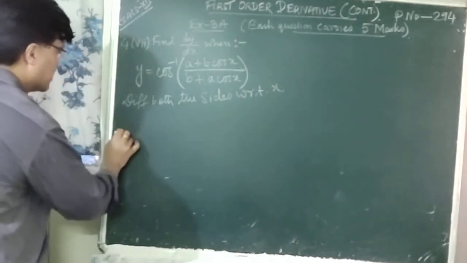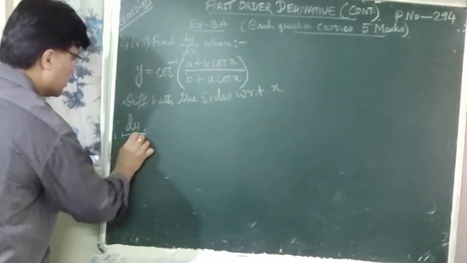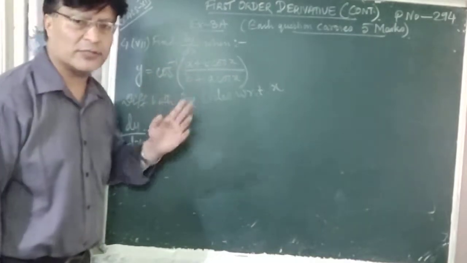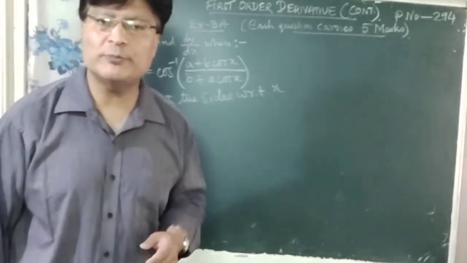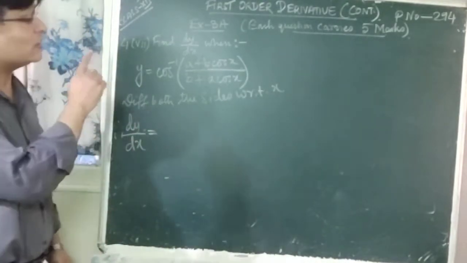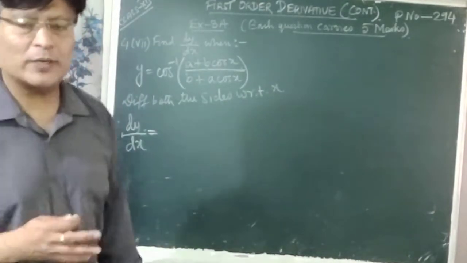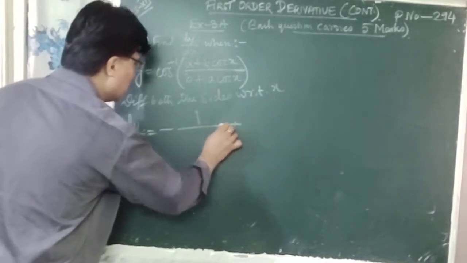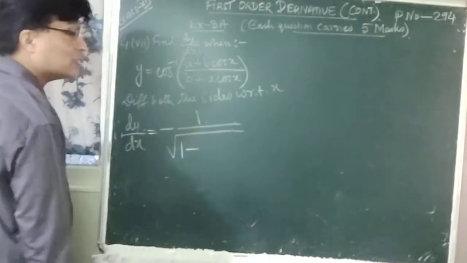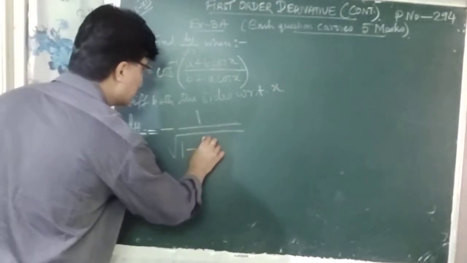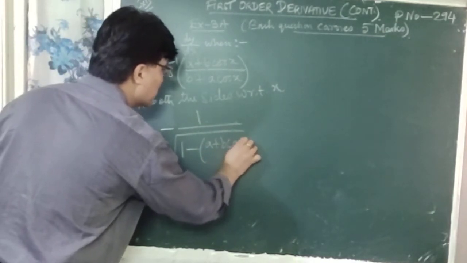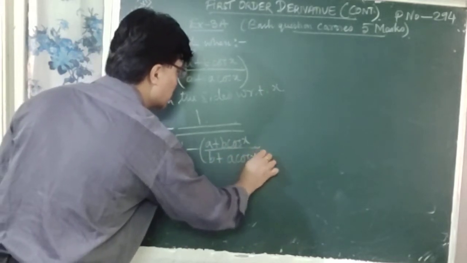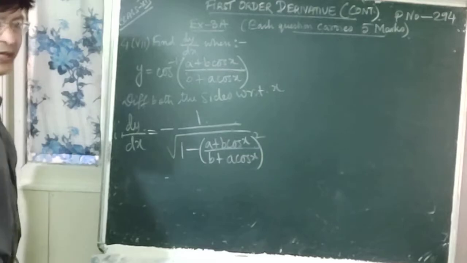with respect to x. So therefore this is your dy by dx is equal to, now it is just like cos inverse x, that is the expression within bracket is taken as x. So what is the differentiation of cos inverse x? It is minus 1 upon root over 1 minus x whole square. But what is x in this case? So a plus b cos x divided by b plus a cos x. This is your whole square, right?